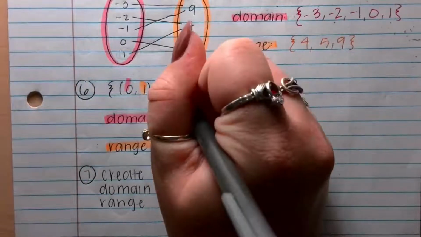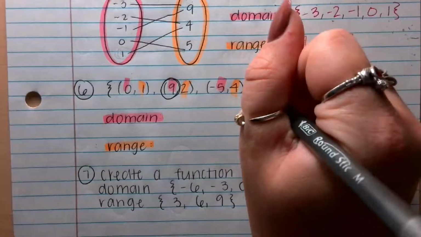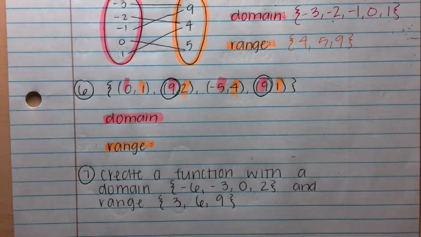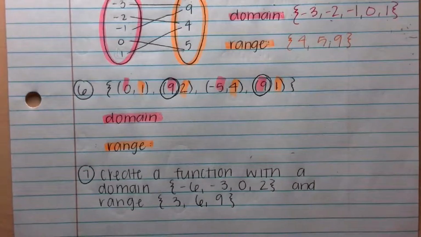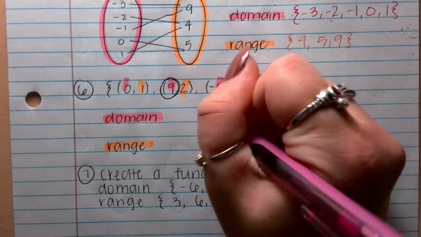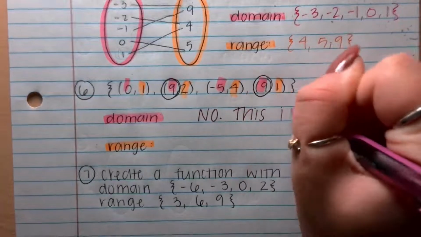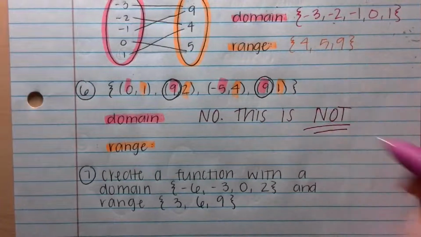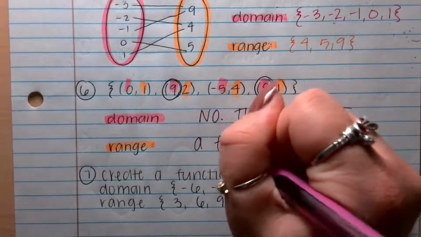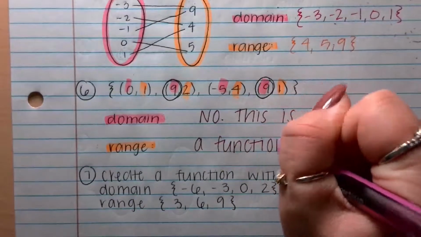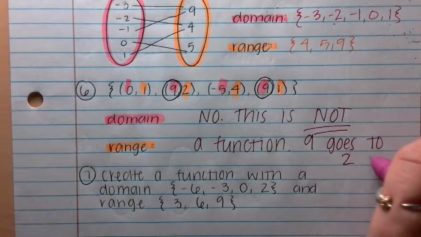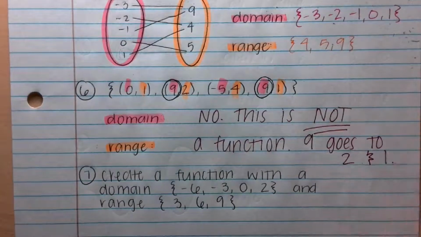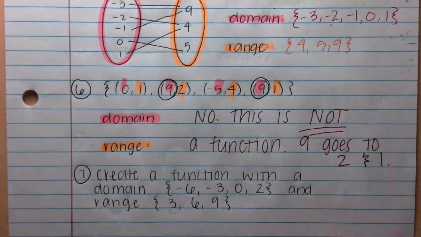If we look at this, we have this 9 is repeated twice, right? This x value is going to 2 and to 1. That is not okay. That 9 is cheating. And so, no, this is not a function. Okay, 9 goes to 2 and 1. Like I said, make sure you always check that.